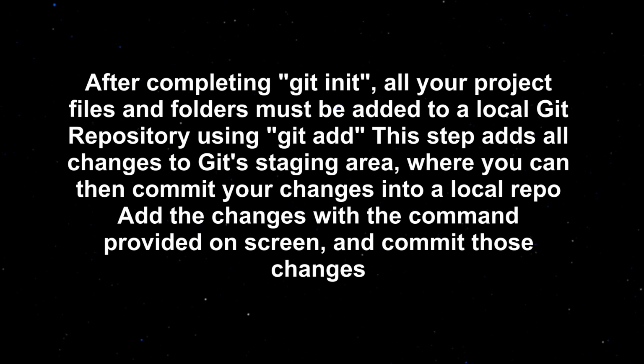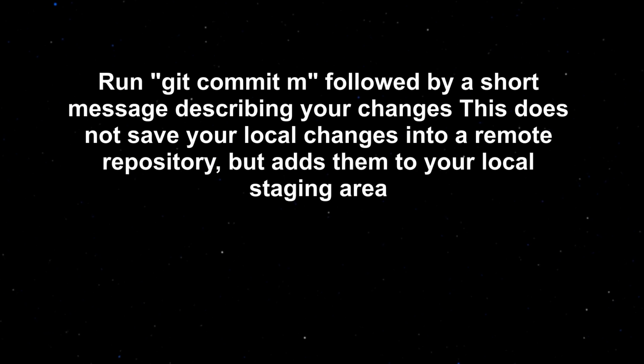After completing git init, all your project files and folders must be added to a local Git repository using git add. This step adds all changes to the Git staging area, where you can then commit your changes into a local repo. Run git commit -m followed by a short message describing your changes. This does not save your local changes into a remote repository, but adds them to your local repository.